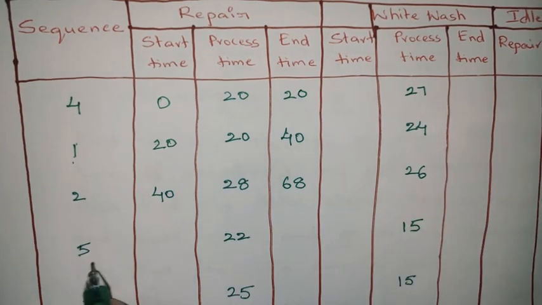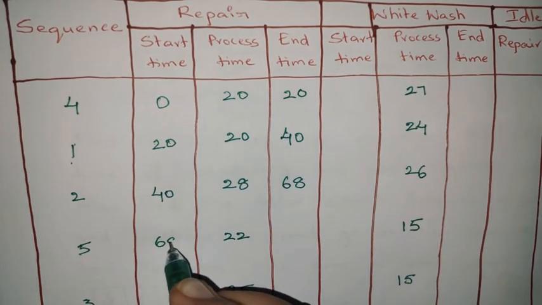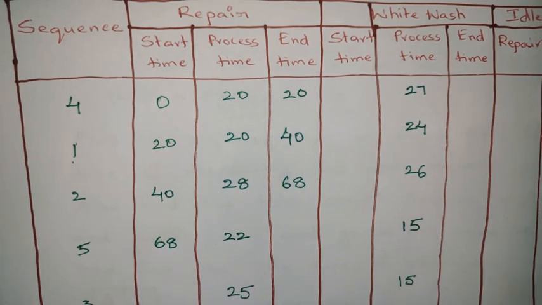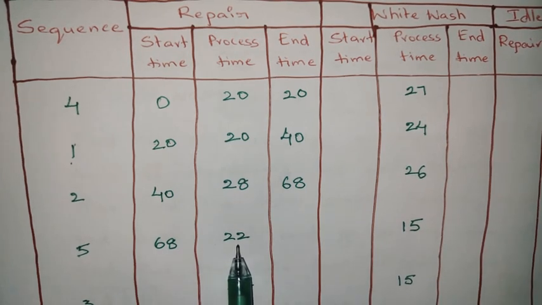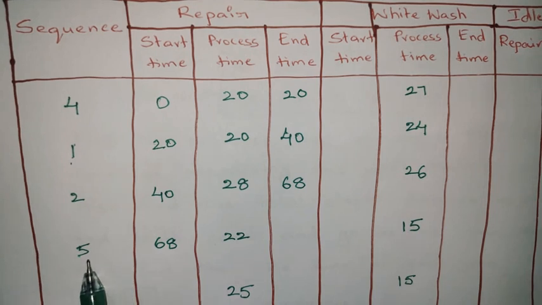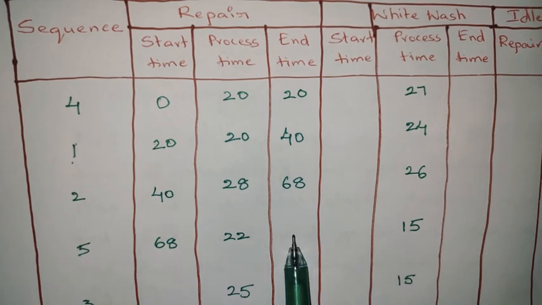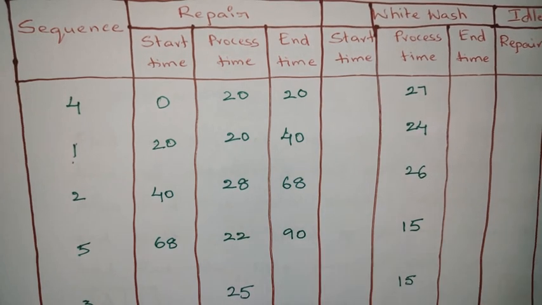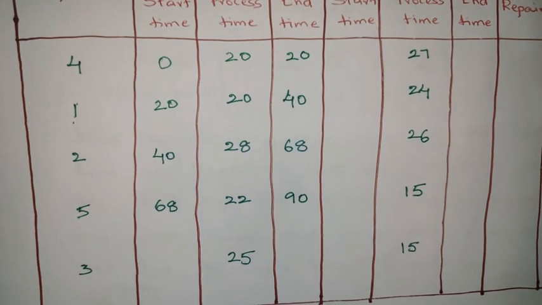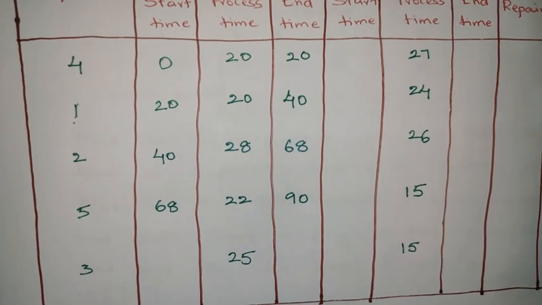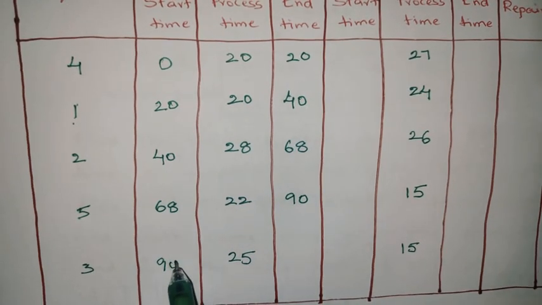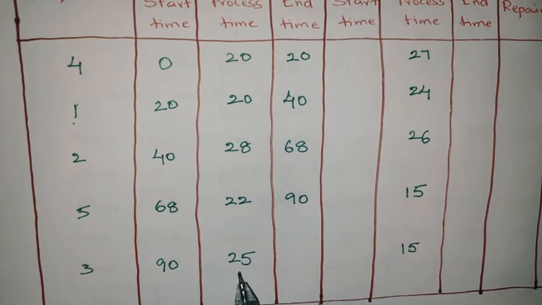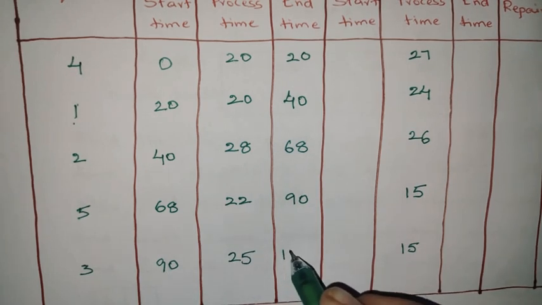Then immediately we are getting into the fifth floor. The start time will be 68. And it takes 22 hours to complete the repair of the fifth floor. Then the end time will be 68 plus 22. Then we will get 90. And next, immediately we are going to the third floor repair. Then the start time is 90 hours. And it takes 25 hours to complete the third floor repair. Then the end time will be 90 plus 25. Then 115.